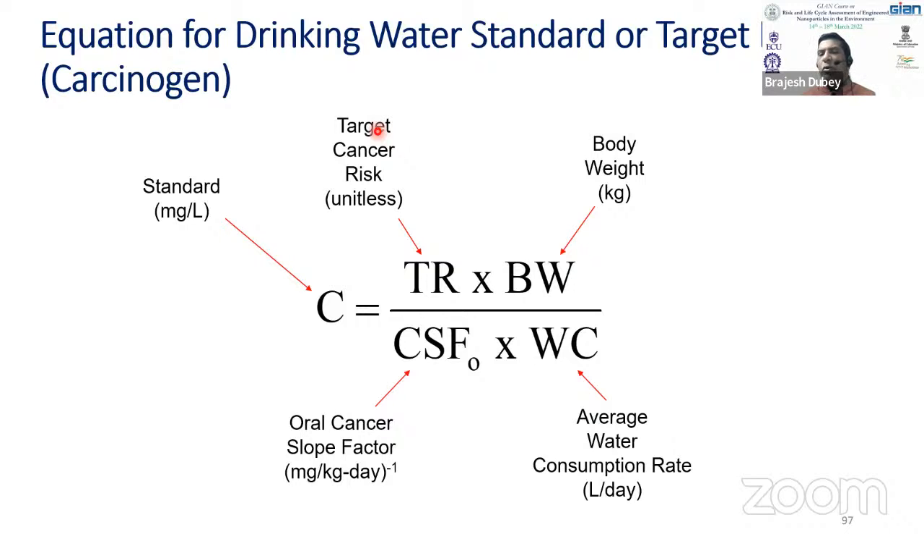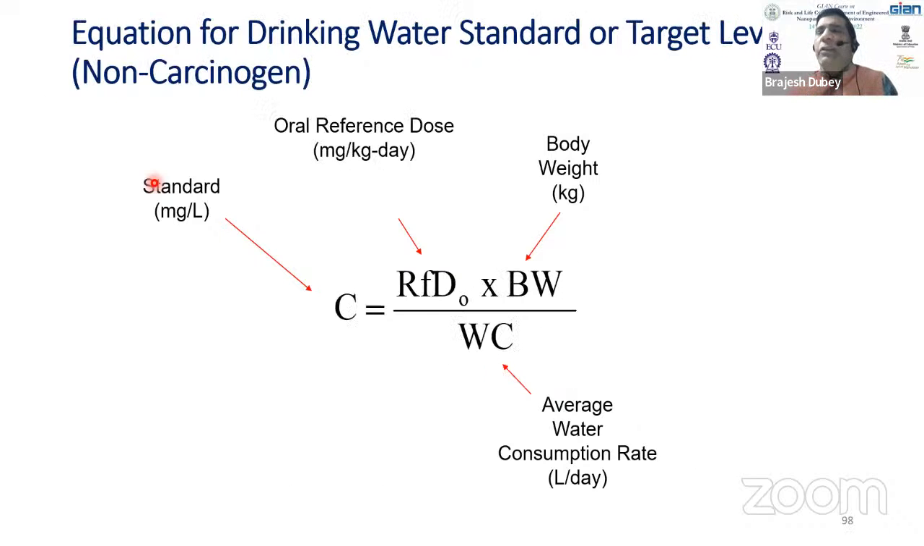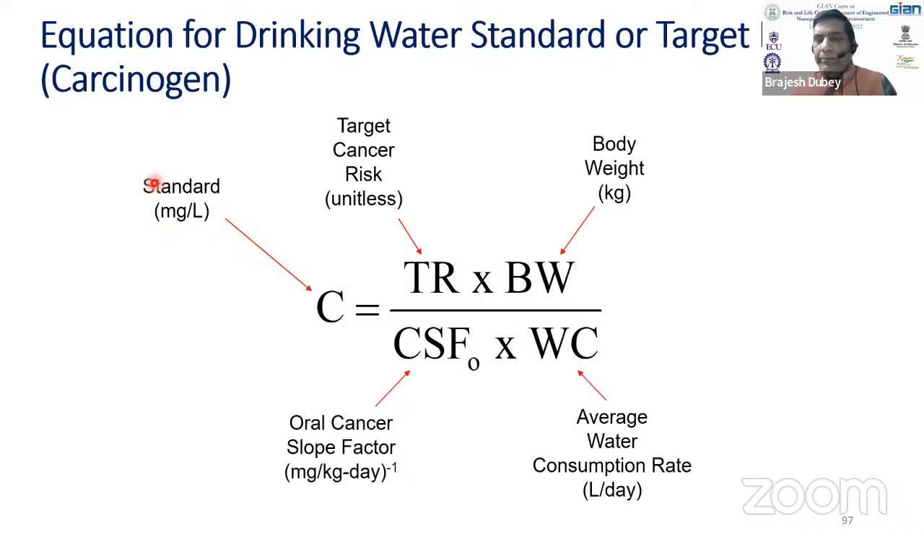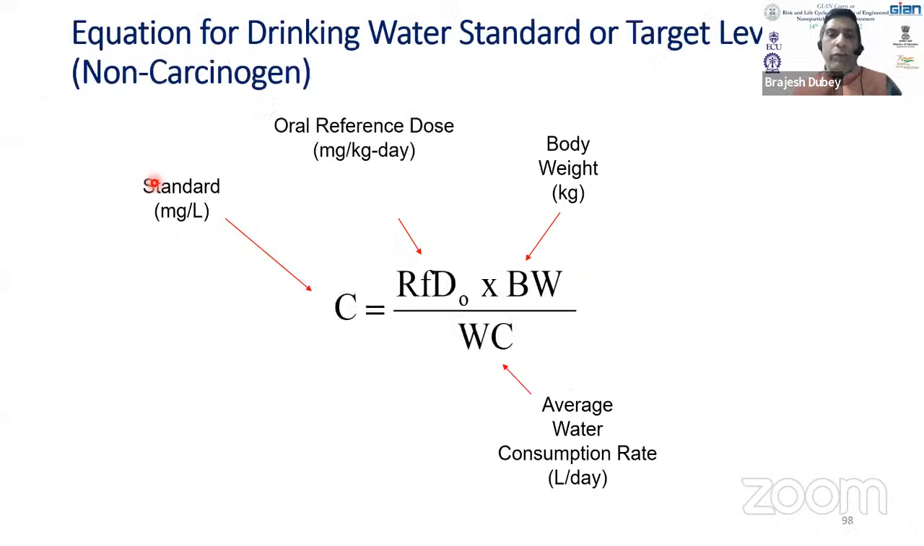Body weight, typical body weight, say 70 kg for a human. Then oral cancer slope factor, which we calculate taking that particular epidemiological data, as well as some lab-based data, we get this value. And how much water we consume, like 2 liters per day, if you say that. So taking all these values, we can calculate what should be the drinking water standard. So that's how this 10 microgram per liter number was calculated.